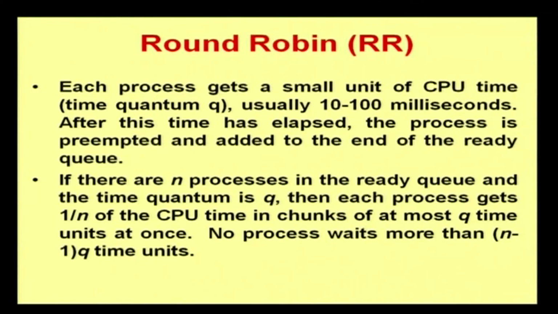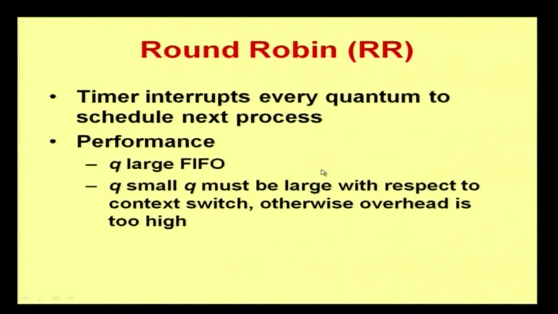So the round robin algorithm works with a time quantum. Each process gets a small unit of CPU time, a time quantum considered as Q, usually 10 to 100 milliseconds. After this time has elapsed, the process is preempted and added to the end of the ready queue. Let us see this with a real-time problem. Here the timer interrupts every quantum to schedule the next process.